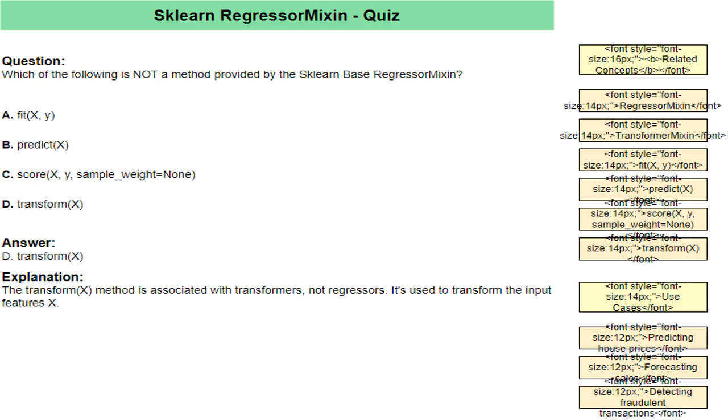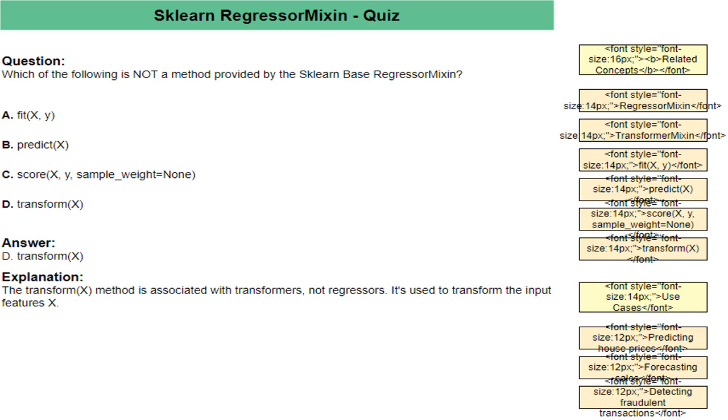B. predict(X). The predict(X) method is used to make predictions on new input features X after the model has been trained using the fit(X, y) method. This method is essential for applying the trained model to unseen data and generating predictions. Regressor mixin. After training a house price prediction model using fit(X, y), you can use the predict(X) method to estimate the price of a new house given its features like size, location, and number of bedrooms.